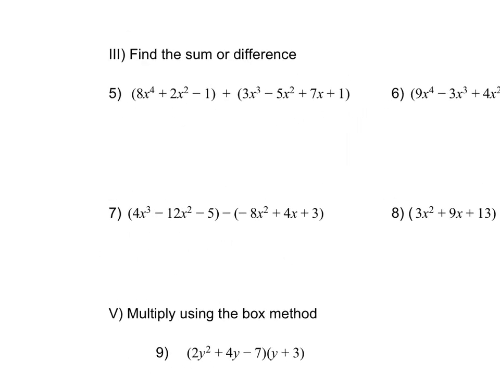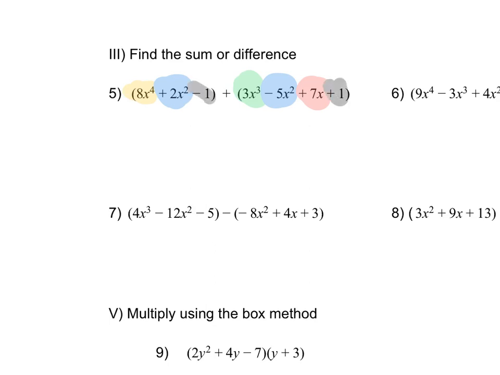So if we identify our like terms here, we've got an 8x to the 4th power. That's the only 4th power. We've got a 3x to the 3rd power. That's our only 3rd power. We've got a positive 2x squared and a negative 5x squared. We've got a positive 7x, and we've got a negative 1 and a positive 1.